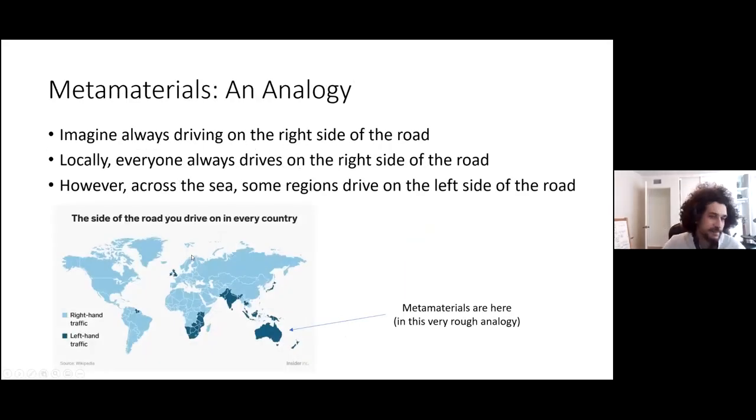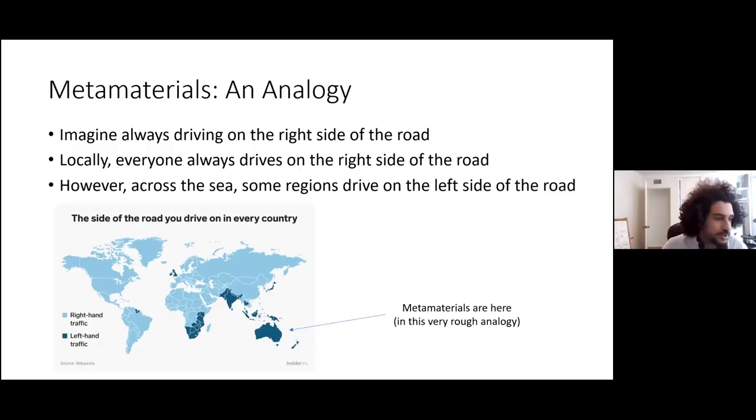So before we get into metamaterials, I thought of this very vague analogy. Imagine you live in the United States, you always drive on the right side of the road, right? You just assume everything always moves on the right side of the road. So you kind of build your framework of thinking based on that. Locally, everyone always moves in that direction. And so you can make up these things. It seems obvious. No one can ever drive on the left side of the road. Why would anyone do that, right? It's not the way the laws work, right?